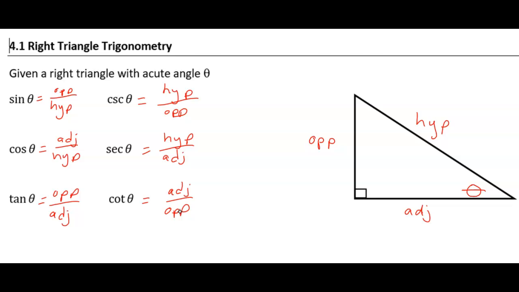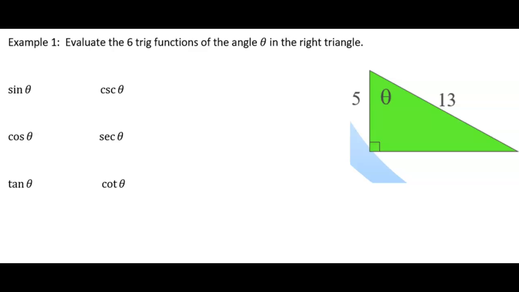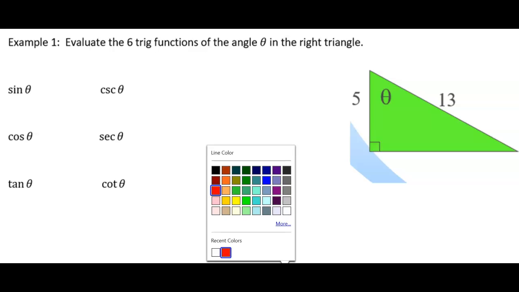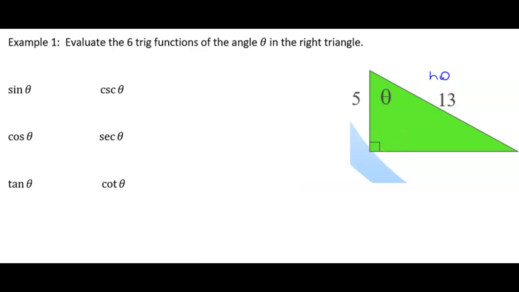Okay, so I'm going to do one example for you. So we have this triangle here. Our theta is marked. So it's always a good idea to go in and mark which ones you're referring to as opposite, adjacent, hypotenuse. So again, across from your right angle, this is your hypotenuse. So my 13 is my hypotenuse. Across from theta, this is my opposite. As you can see, we don't have a value here. And then right beside my theta, this is my adjacent side.